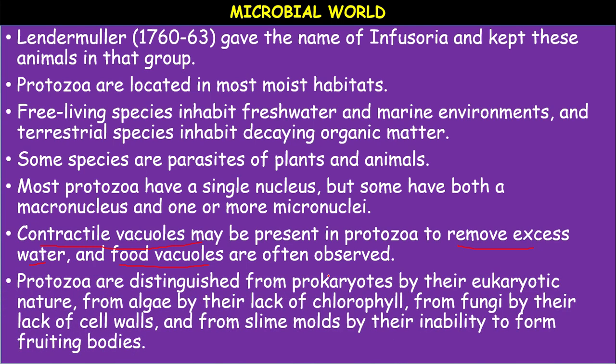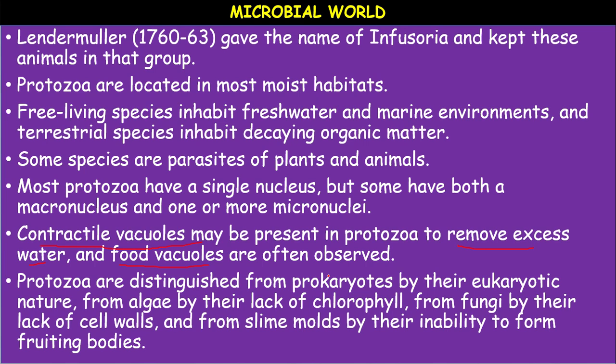The protozoa are distinguished from prokaryotes by their eukaryotic nature, from algae by their lack of chlorophyll, and from fungi by their lack of cell walls, and from slime molds by their inability to form fruiting bodies. Okay. So, this sentence, this particular point, explains how protozoans differ from algae, fungi, and plants.